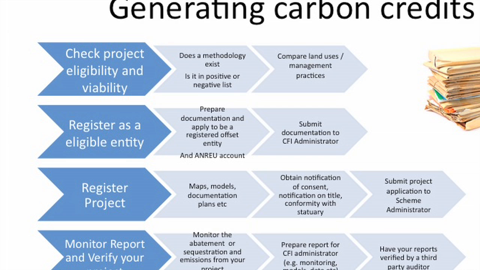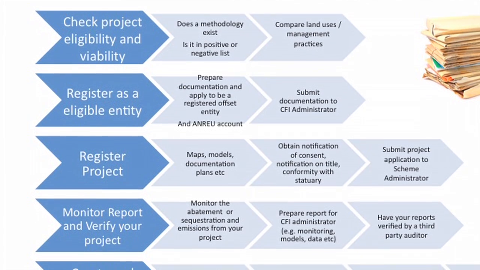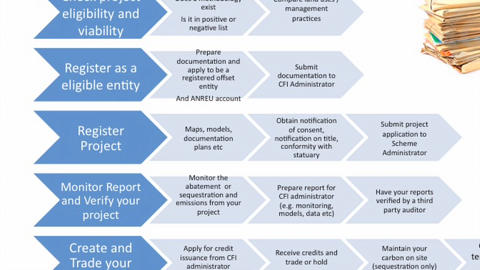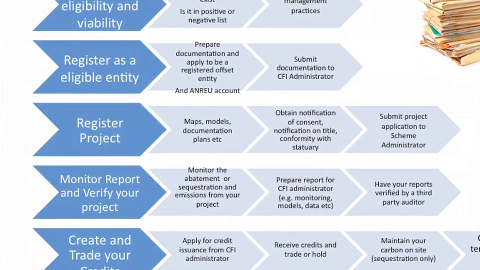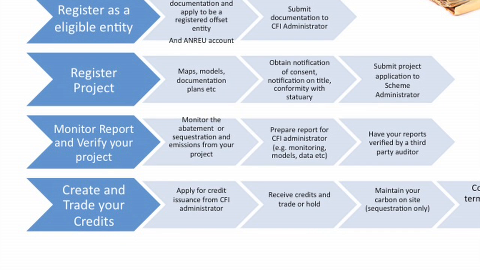So you've got through those first 2 components of the chevron. The next one is to register the project. And this is again, whether it's a sequestration project or otherwise, you have to tell people where it is, where the project boundaries are, what methodology you're using, and what documentation you require, and you put all that together and hand it in to the government. And if you're doing a sequestration project, you have to look at obtaining your notification of consent and conformity with statutory plans. And you put all that into the government. They'll declare your project eligible if it's all in place and everything's right. Then the last 2 are the cyclical ones.